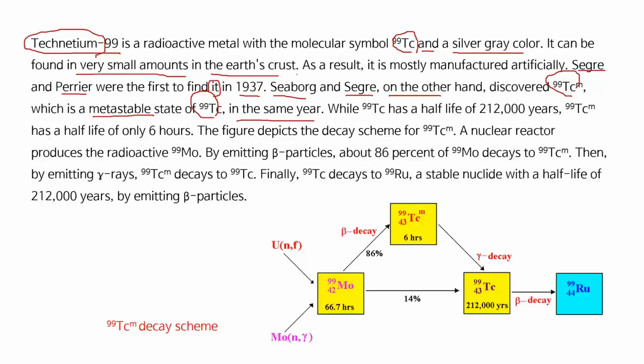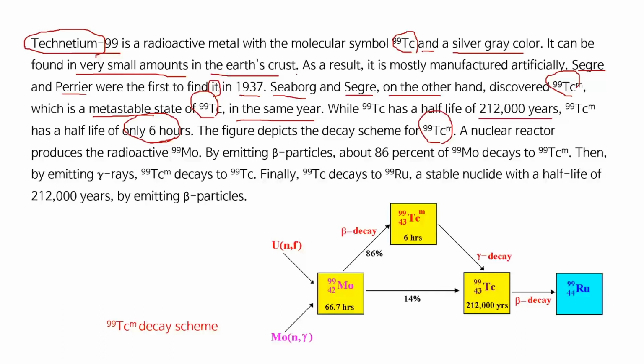While Tc-99 has a half-life of 212,000 years, Tc-99m has a half-life of only 6 hours. The figure depicts the decay scheme for Tc-99m.